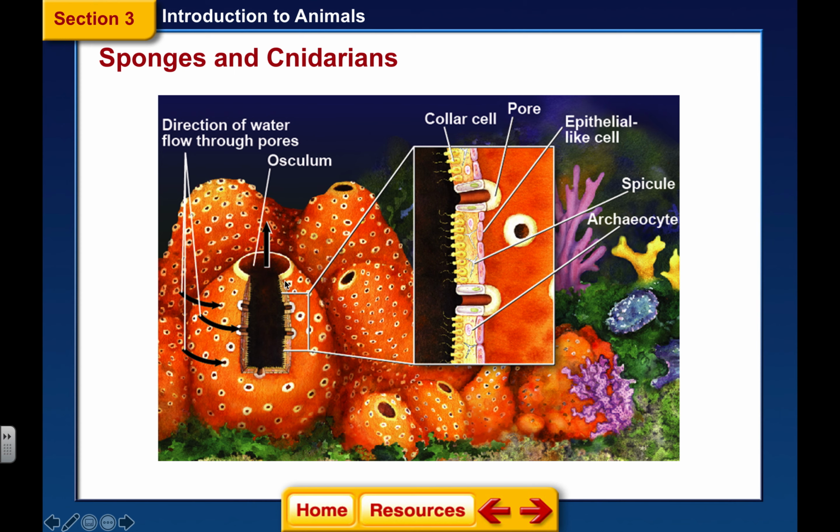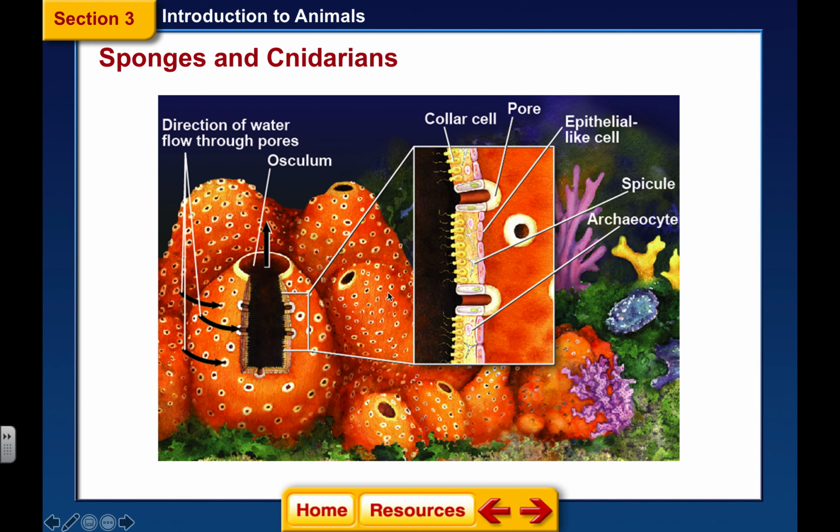Now, blowing up this portion over here, it shows you that this inner layer has all these little tiny cells. They're called collar cells, and each one of them has a flagellum, and that flagellum is capable of beating back and forth, and it brings food into these amoebocytes. Archaeocytes and amoebocytes are the same thing. I'm going to call them amoebocytes because they typically have a little amoeba-type form to them.